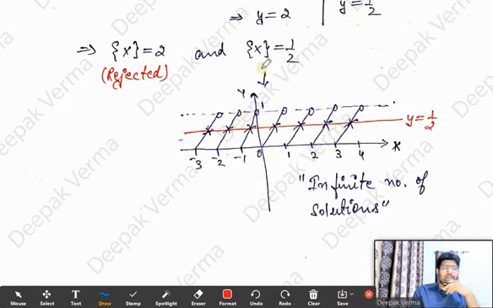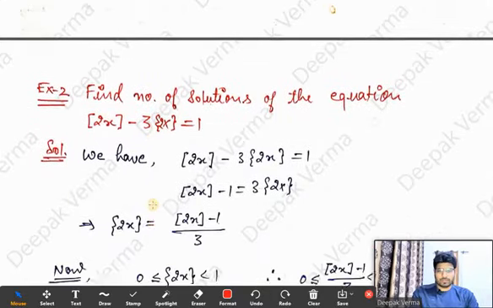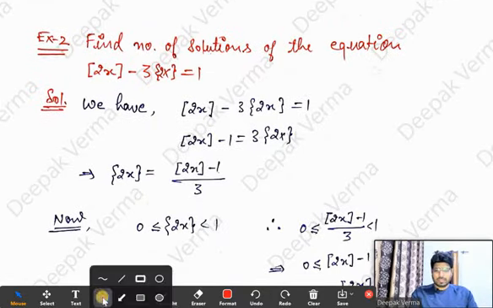Solution of this equation means the number of points where the graph of left hand side and right hand side intersect each other. Got it? So here both graphs intersect at infinitely many points. So here we have an infinite number of solutions. Got it? I hope it is clear. Let's move on to another example.